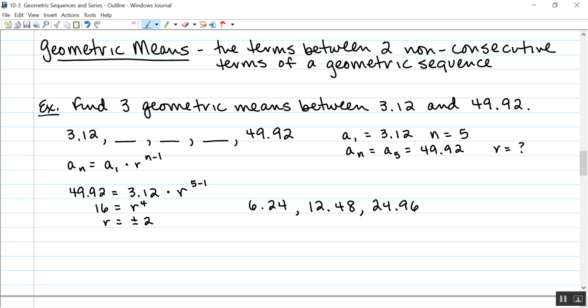Now, if I'm multiplying by a negative 2, which is another option, I'm going to get a negative 6.24. Times negative 2 gives me a positive 12.48, times negative 2 gives me a negative 24.96. So in this case, I actually have two possible answers because r can be either a positive 2 or a negative 2.